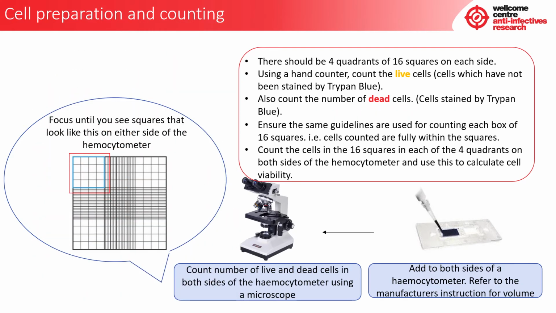Please ensure that the same guidelines are used for counting each box of 16 squares, i.e., cells counted are fully within the squares. Count the cells in the 16 squares in each of the 4 quadrants on both sides of the hemocytometer, and use this to calculate cell viability.